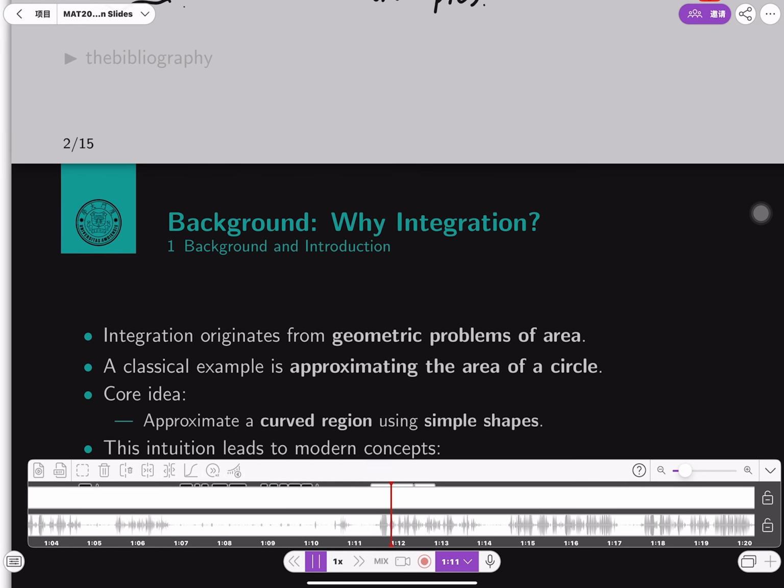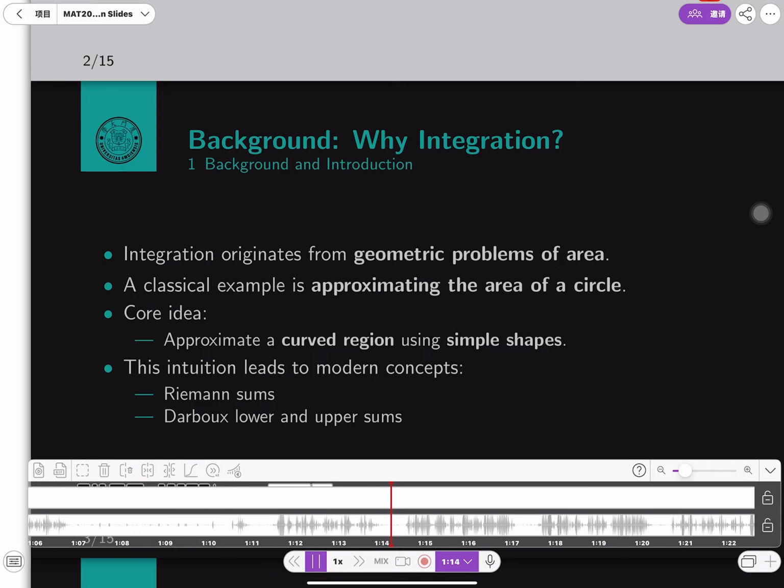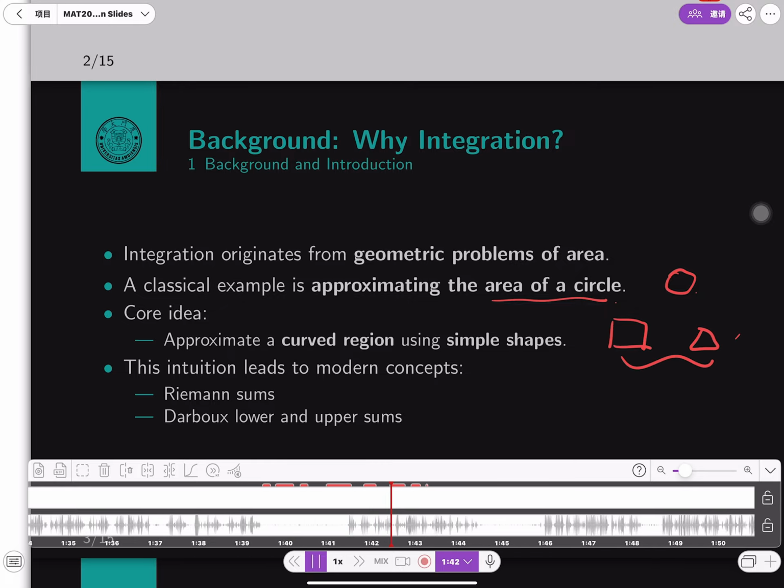Okay, here is the background. I will begin with the background. The idea of integration originates from geometric problems involving area. A classic example is approximating the area of a circle. Since the exact formulas were not always available, mathematicians approximated curved regions using simple shapes, such as rectangles or triangles. Use these to approximate the area of a circle.